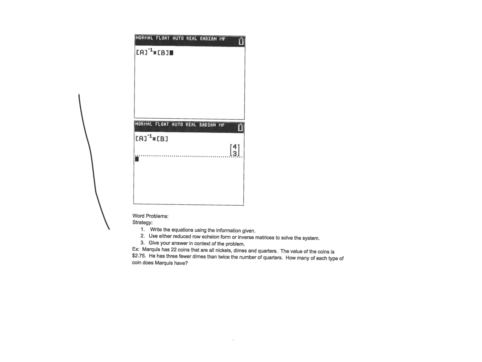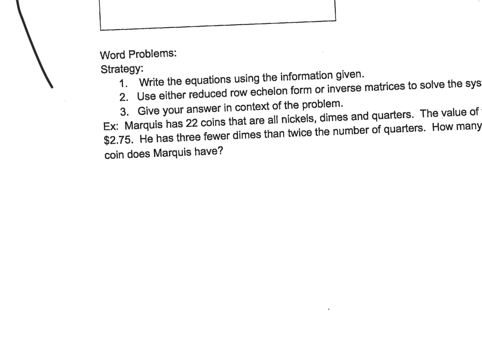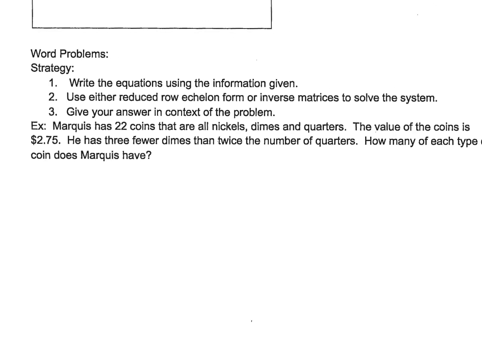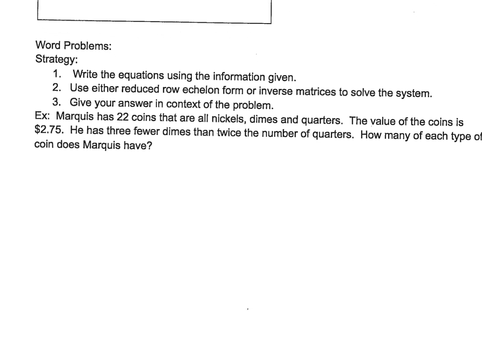Now, let's talk about applications here. Applications. This is the big deal. It's not, can you punch a bunch of numbers in? What you need to be able to do is write the system of equations so that you can then transfer it into reduced row echelon form and solve it. That's the hard part of solving. So it says write equations using the information given. Use either reduced row echelon form or inverse matrices to solve and give your answer in context.